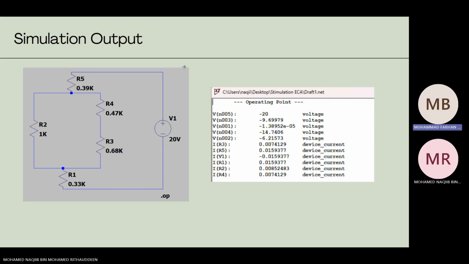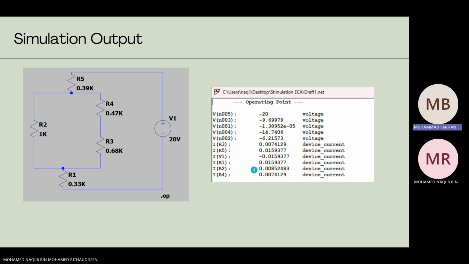On the left side, we have the circuit diagram from LTspice. It shows the same resistor values and a 20 volt source. The right side is the output table. It shows the voltages at points in the circuit and the currents through each resistor. The current through R1 is 15.9 milliampere. R2 is 8.5 milliampere.